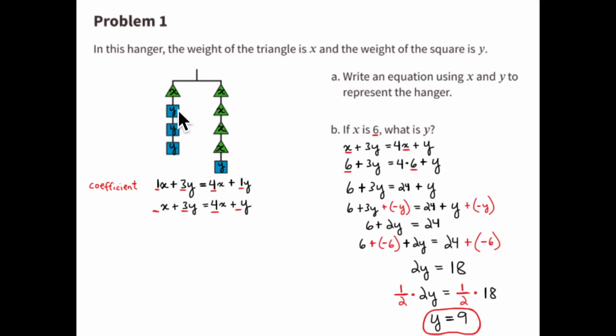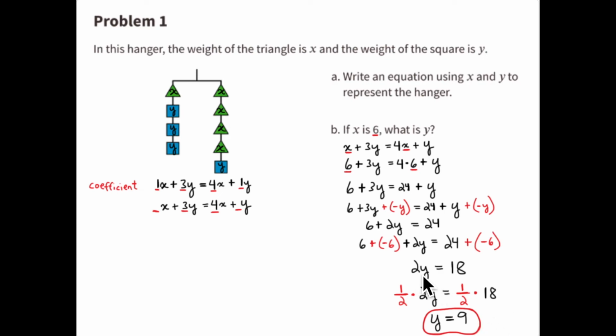So I have 2y equals 3 x's, because I've gotten rid of a y on both sides, and I've gotten rid of an x on both sides. And each x equals 6, so 3 times 6 is 18. Now if 2y equals 18, then half of 2 is 1y, so I'm going to multiply by the multiplicative inverse. So half of 2y is going to equal half of 18, and half of 18 is 9.